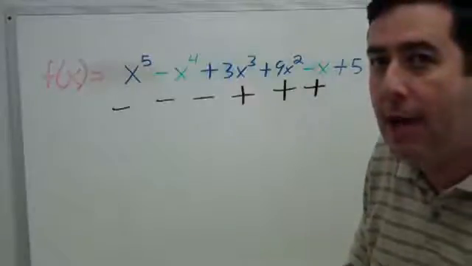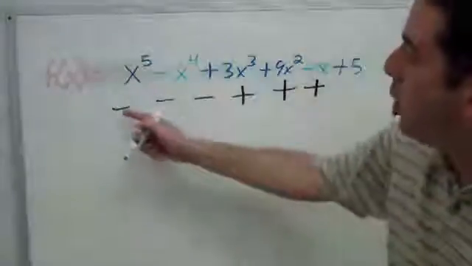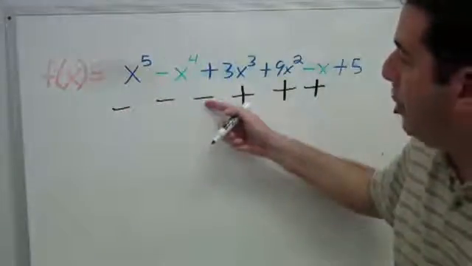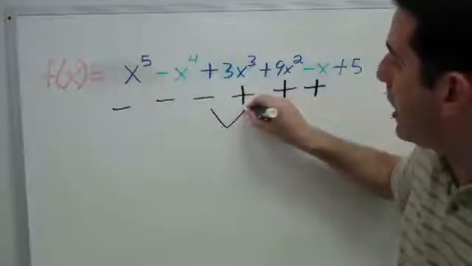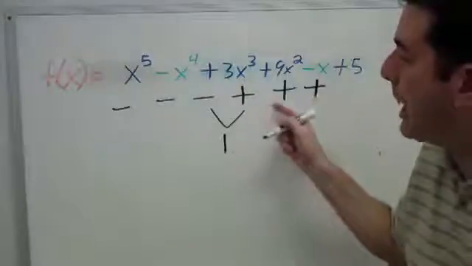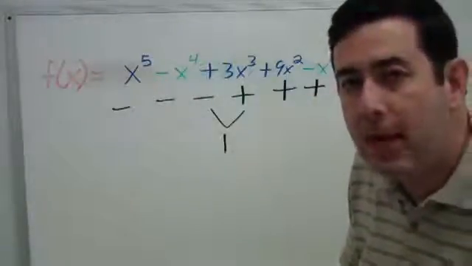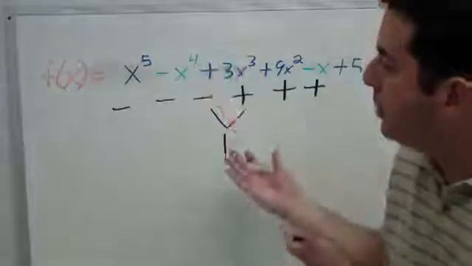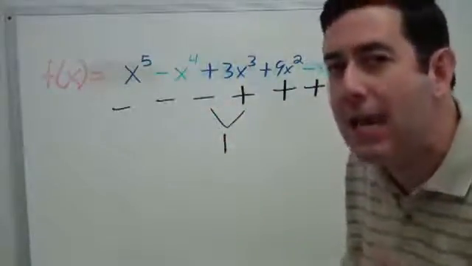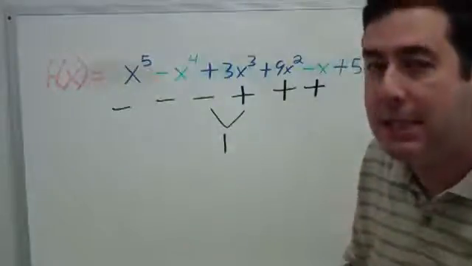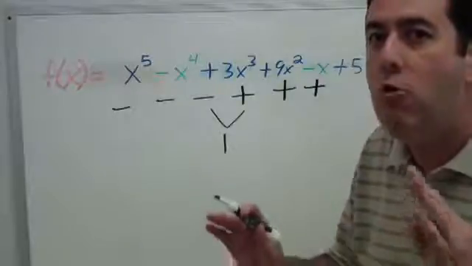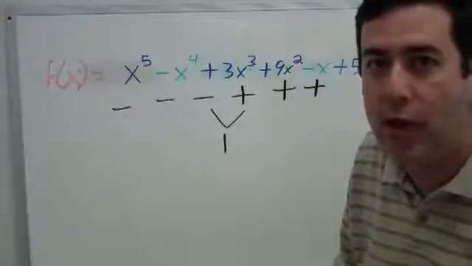Now let's go through and count our changes in sign. We started with a negative, it stayed negative, it's still negative. Here's our first change in sign, and in fact that's our only change in sign. This tells us by Descartes' rule of signs that this particular polynomial will have exactly one negative solution. You can't subtract 2 off of that without getting below 0, so no need for us to worry about subtracting.